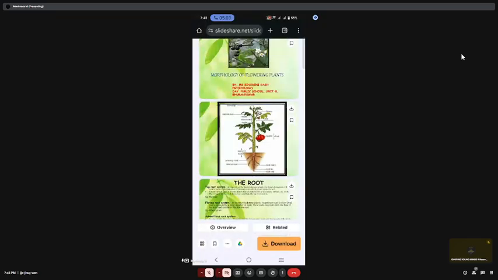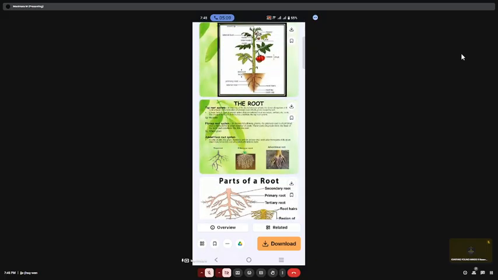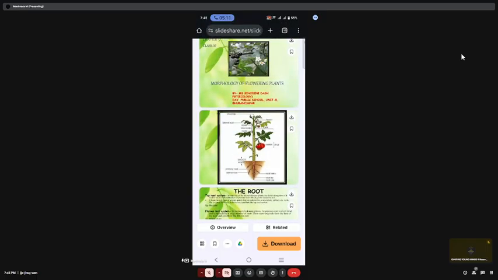And also we have discussed the parts of flowering plants. What are the parts of flowering plants? Could you see the picture? Yes, ma'am. Can you tell me what are the parts of a flowering plant? Leaf, node, internode, flower. Okay.